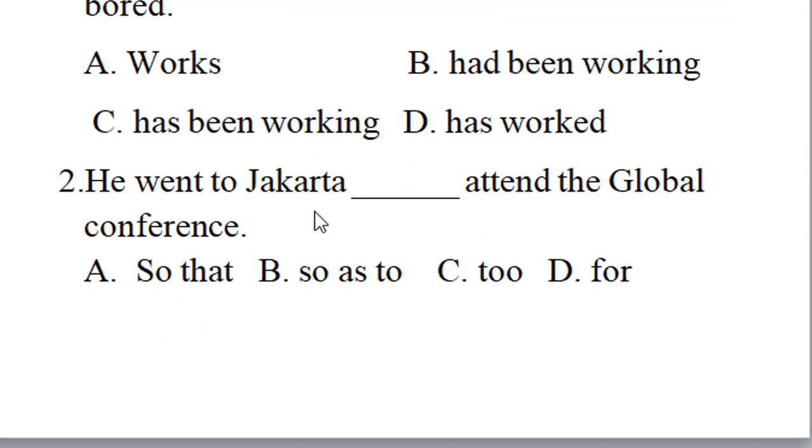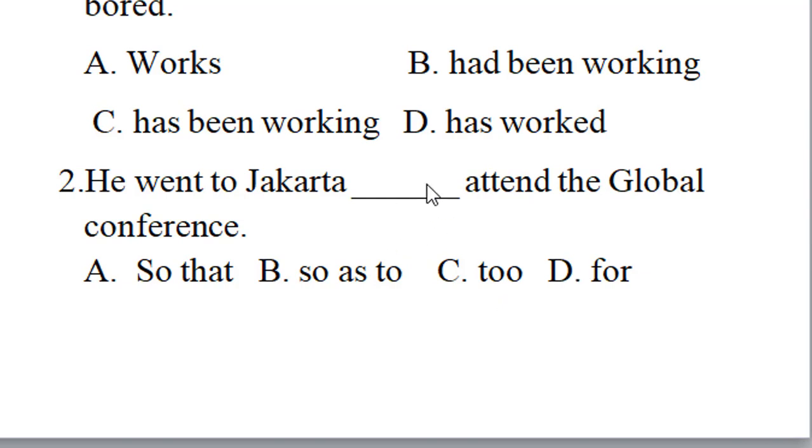He went to Jakarta, blank, attend the global conference. So the options are so as to, so that, too, and for. What is the distractor here? When do we use so that? All the distractors are from different language focuses. This one is an adverb clause of result, and this one is a reason. This is a kind of quantifier. This is a conjunction, a coordinating conjunction.